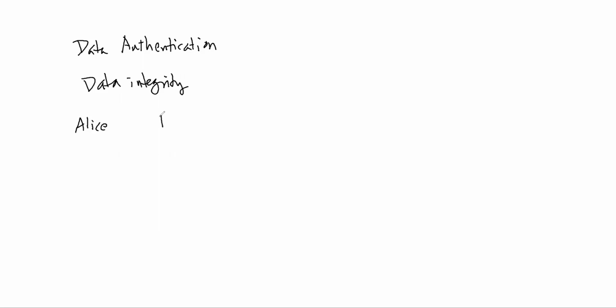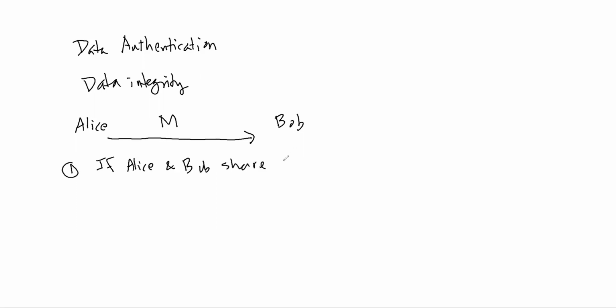Let's assume that Alice has a data M, and there are two things we want to make sure. The first thing is that M has indeed come from Alice. Let's say she sends it to Bob. The second is that M has not been modified during transmission. If Alice and Bob share a secret key K, then encryption using K will serve both purposes.